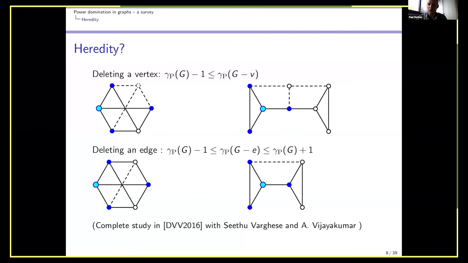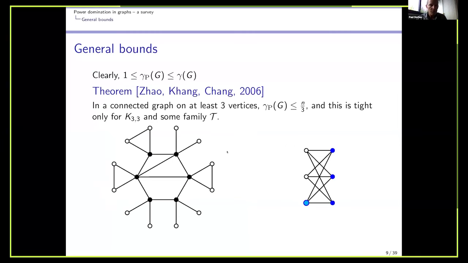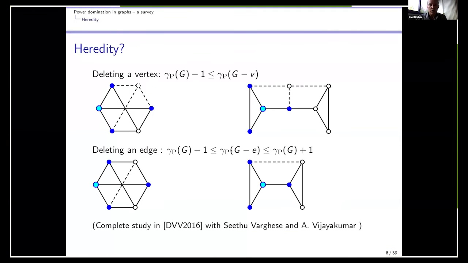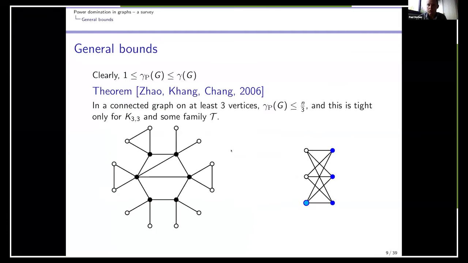And this is a bit troublesome for proving some of the upper bounds and some of the lower bounds on the power domination number. Okay. So now I will try to describe some general bounds that have been proved for the power domination number.